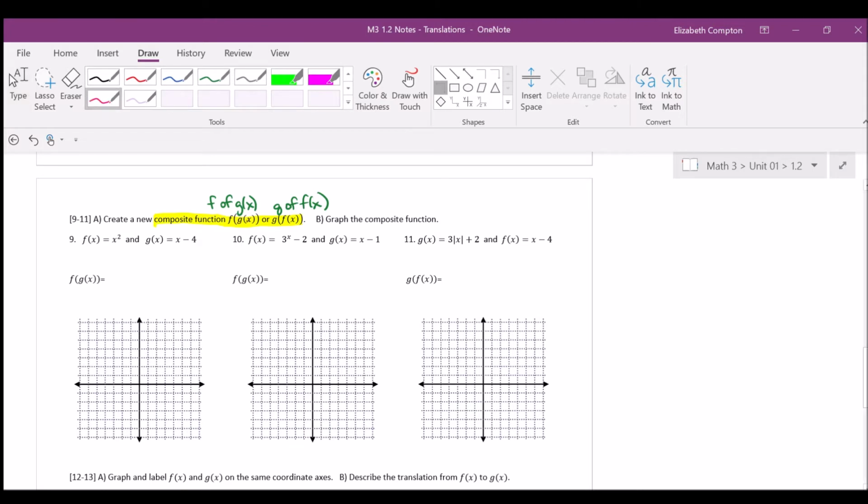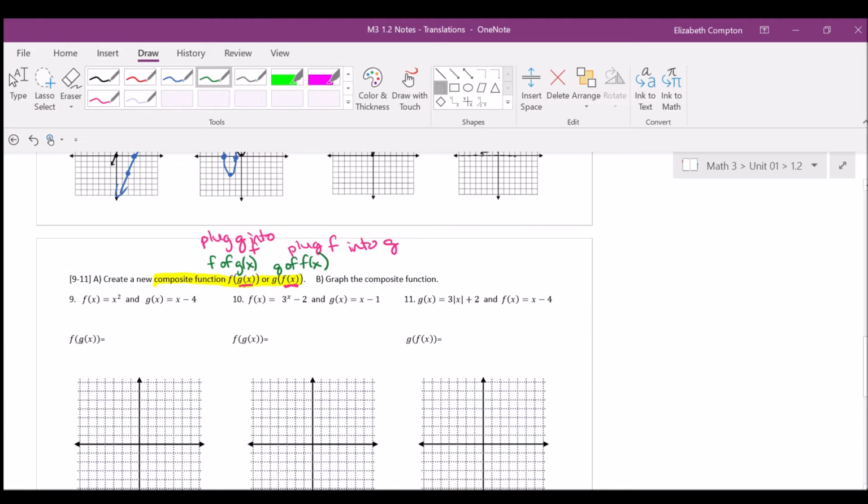And what this means, notice g is on the inside, so we're going to plug g into f. Here, f is on the inside, so this one would be plug f into g. All right, so let's look at number 9.